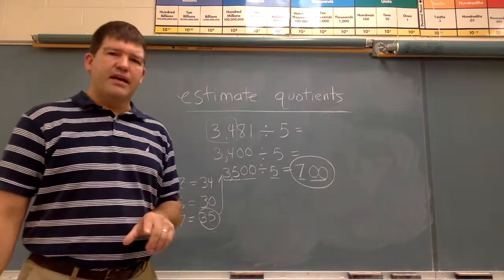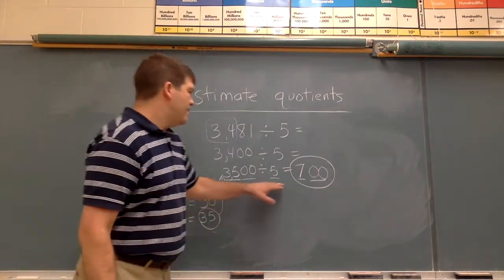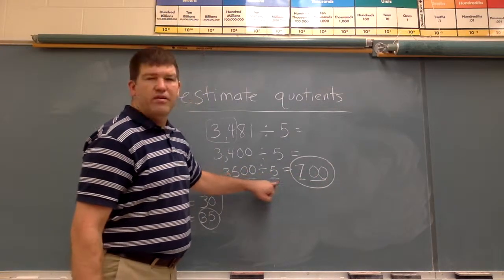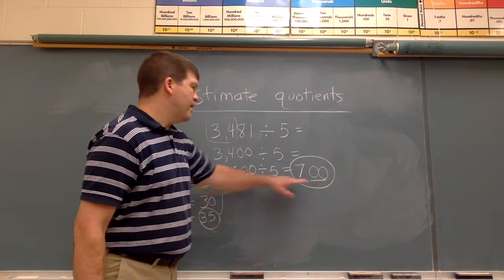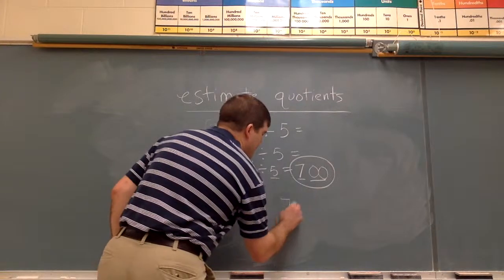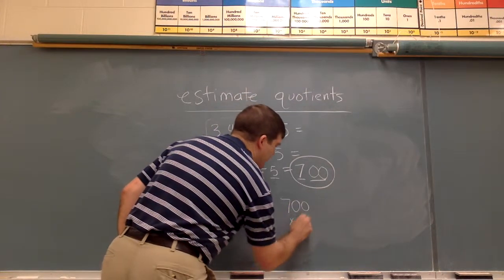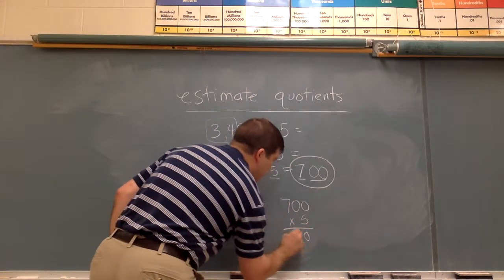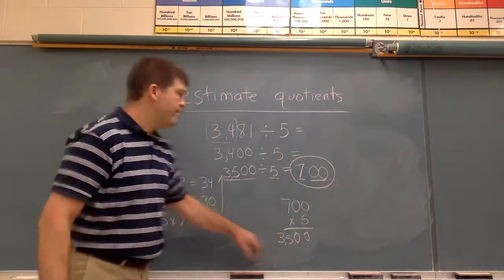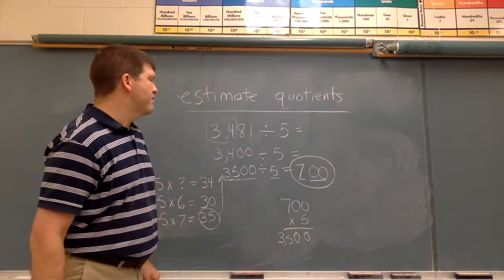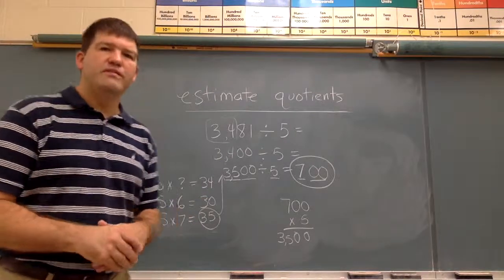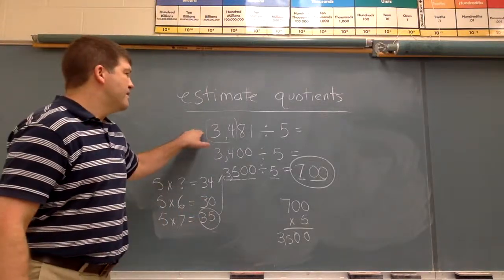And if I want to check that, I can always take my 700 times 5. So what I divided it by. And if I times those together, I should be pretty close to this one. So if I go 700 times 5, I get 3,500, and that is pretty close to the 3,481. So I feel that I'm in the ballpark, and I have a reasonable estimate for this division problem.